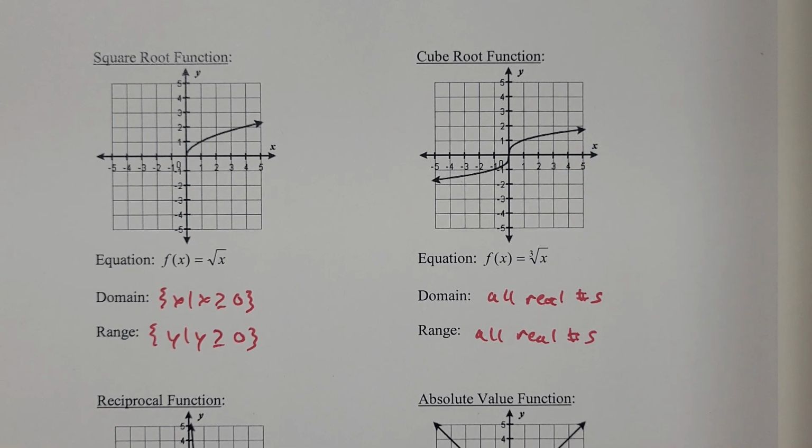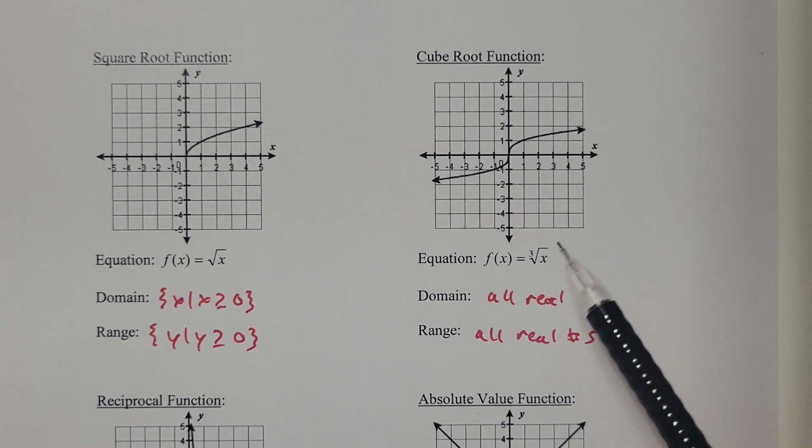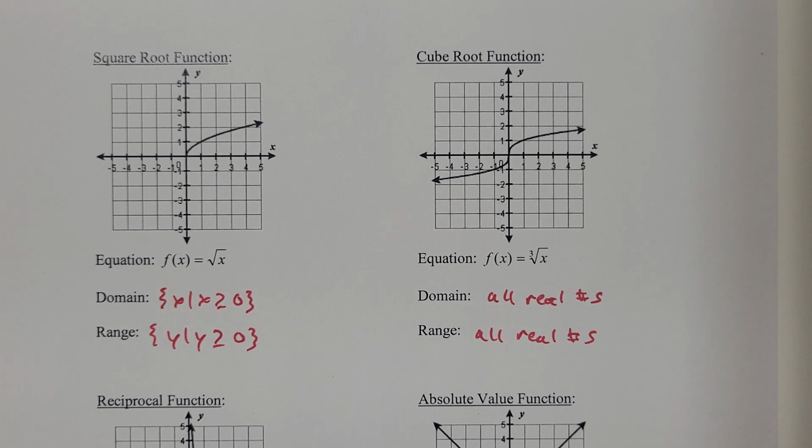Here's the cube root function. The equation f of x equals the cube root of x. Okay, the domain is all real numbers, so I can take the cube root of any number I want. Okay, the cube root of 8 is 2 because 2 cubed, 2 times 2 times 2, that gives me 8. The cube root of -8 is -2 because -2 cubed is -8. If I take -2 times -2 times -2, I get -8.